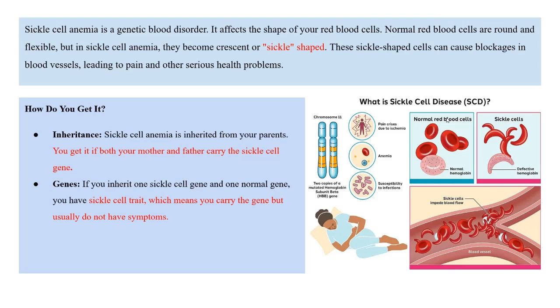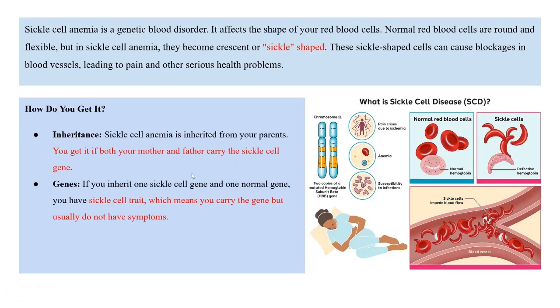So what happens in sickle cell anemia? How do you get it? So, inheritance: if the parents are affected with sickle cell anemia, your mother and father both have it, then your chances of having sickle cell anemia are high.